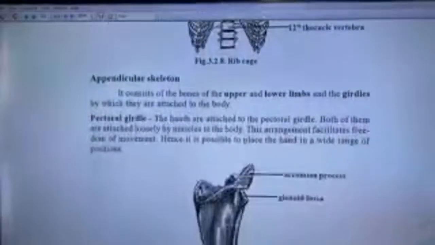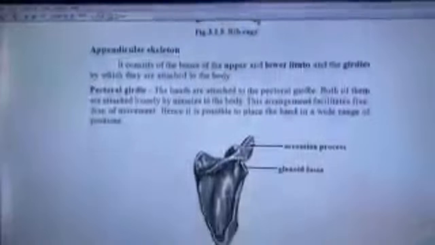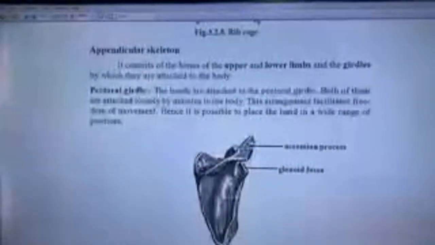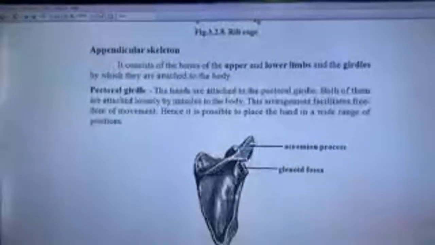Appendicular skeleton. It consists of the bones of the upper and lower limbs and the girdles by which they are attached to the body. Pectoral girdle. The arms are attached to the pectoral girdle. Both of them are attached loosely by muscles to the body. This arrangement facilitates freedom of movement as it is possible to place the hand in a wide range of positions.